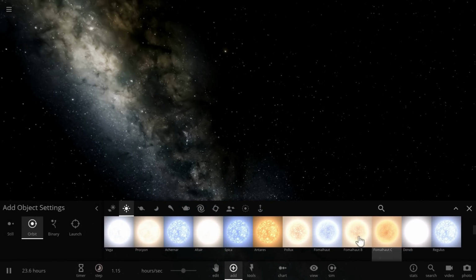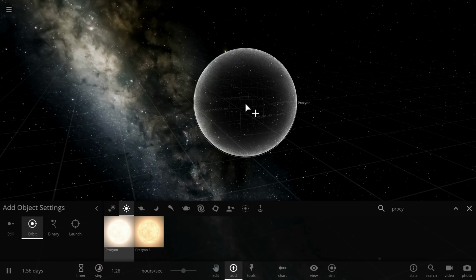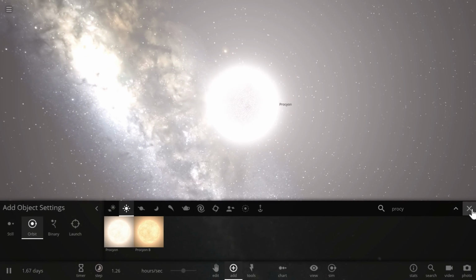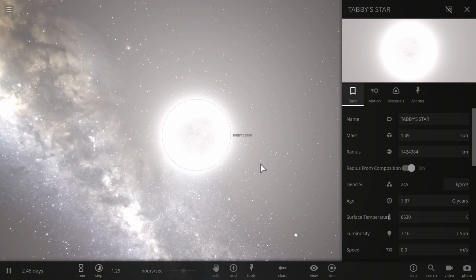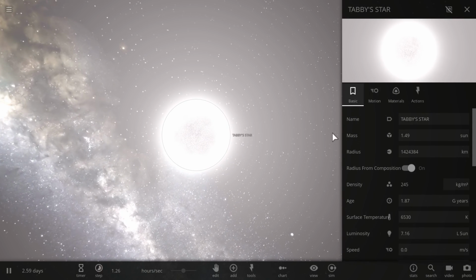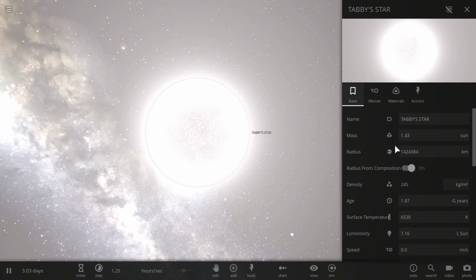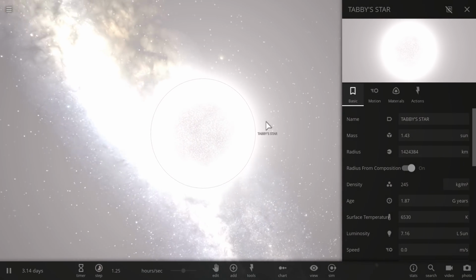Now, this star is actually very similar to one of our neighbors, a neighbor by the name of Procyon A. I'm going to try to find it here, and we're going to place it right in the middle just to simulate all of this. So we're going to rename this as Tabby Star and also change some of the parameters, specifically here the mass. It's a little bit less massive than Procyon A, at 1.43 masses of the sun. So that's about 43% more massive than our own sun.